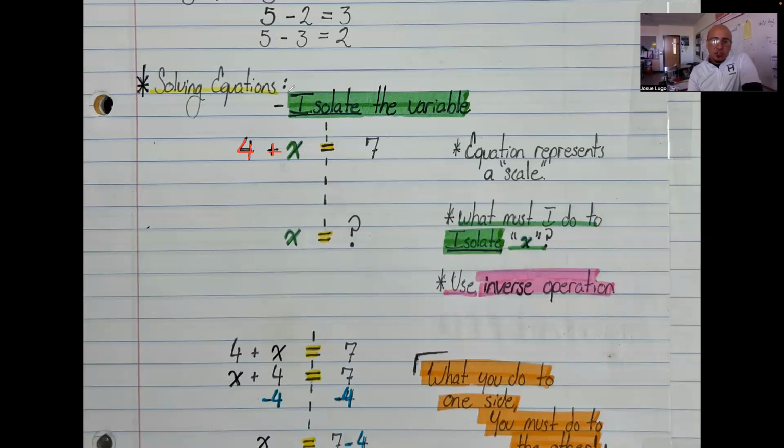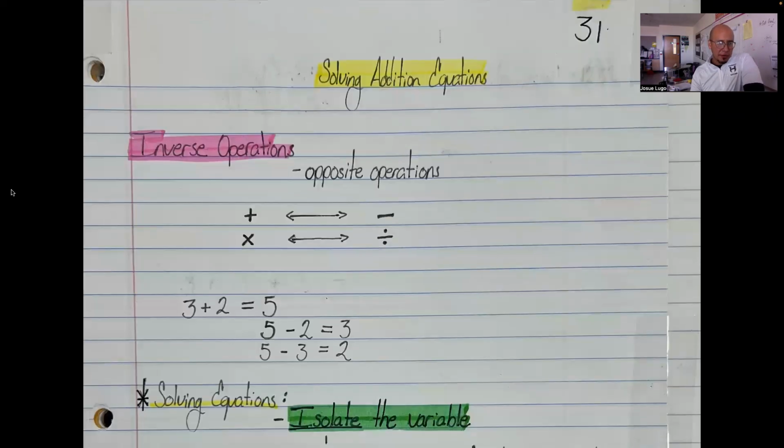Well, ladies and gentlemen, in order to isolate variables, what you must do to isolate the x is use the inverse operation. Well, what is an inverse operation? Well, we can see up here, ladies and gentlemen, an inverse operation is really just the opposite operation. For example, if you have an addition problem, the inverse of addition is subtraction and vice versa. The inverse of subtraction is addition. If you have a multiplication problem, well, the inverse of multiplication is division, and the inverse of division is multiplication.